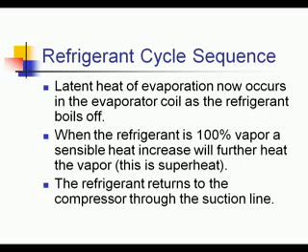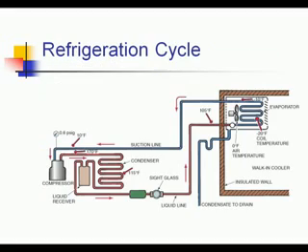The refrigerant is forced through the metering device pinhole, and flash gas occurs. Again, 80% liquid, 20% vapor, or 75% liquid, 25% vapor, as the refrigerant exits the metering device into the evaporator coil. Latent heat of evaporation now occurs. The refrigerant starts to boil off, and remember, as any substance boils, it absorbs heat. The pressure drop allows that refrigerant to be at a colder temperature than the surrounding space.